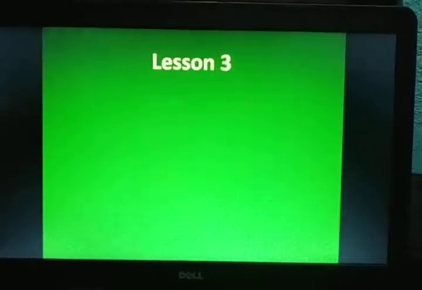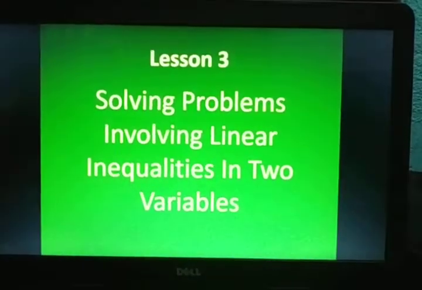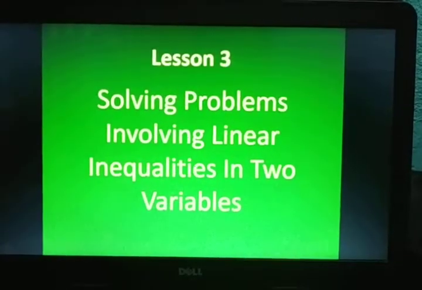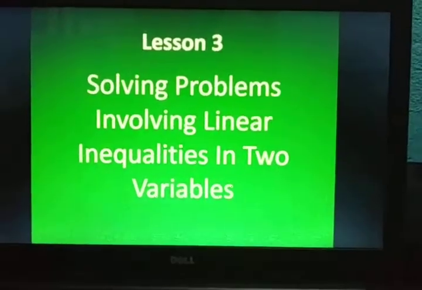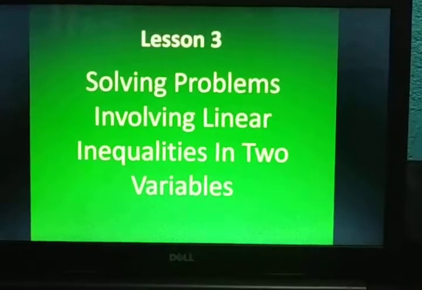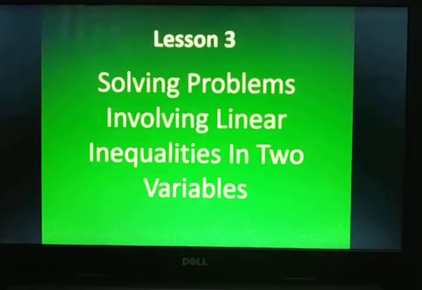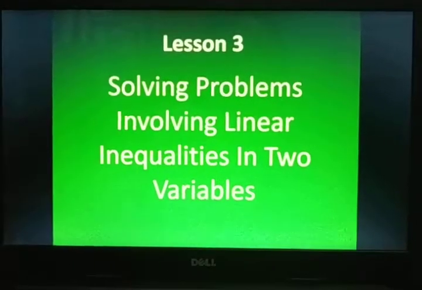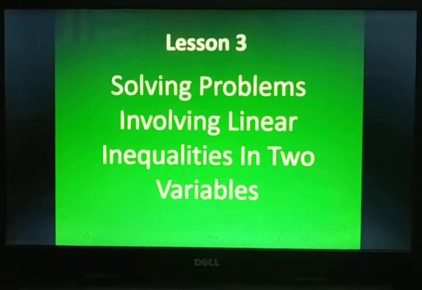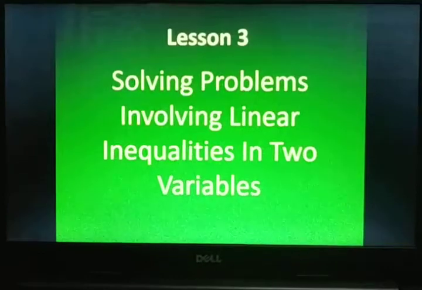Good morning, everyone. We are now on lesson 3, and it is entitled Solving Problems Involving Linear Inequalities in Two Variables. We have discussed linear inequalities last time, and these are the statements in mathematics that use greater than or equal to, less than or equal to, and unequal. Let's proceed with solving problems.